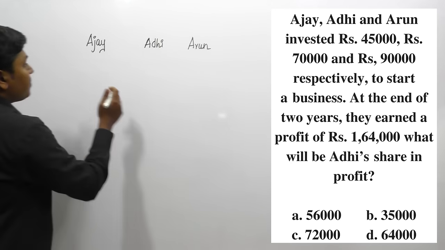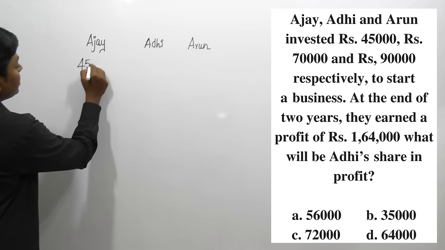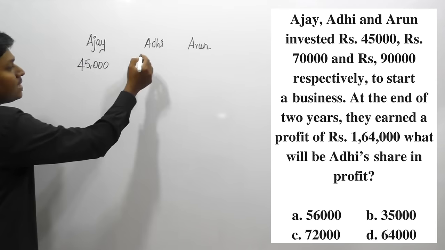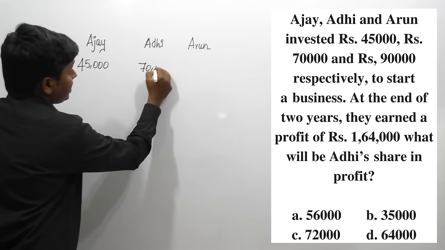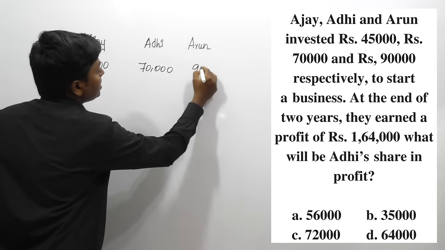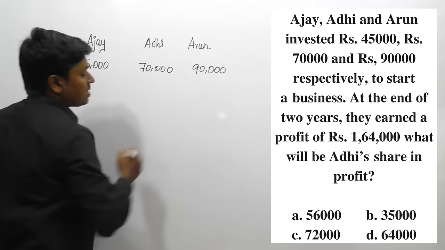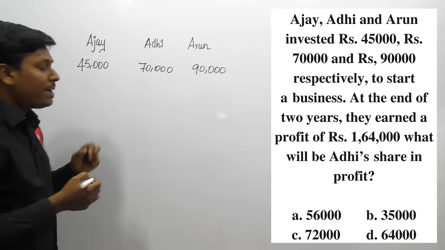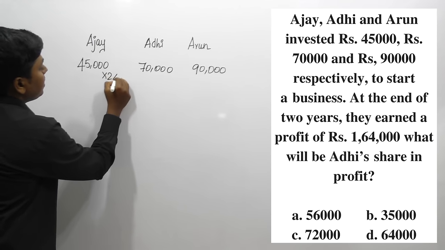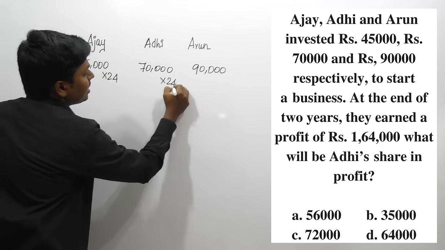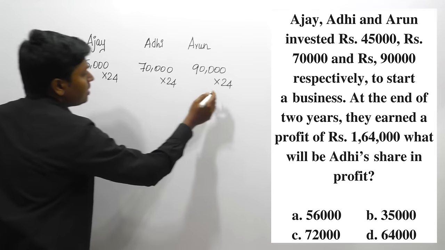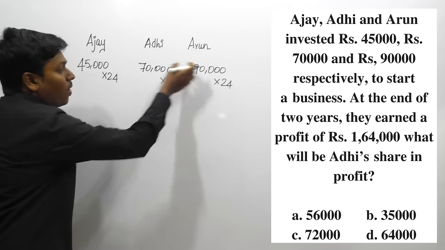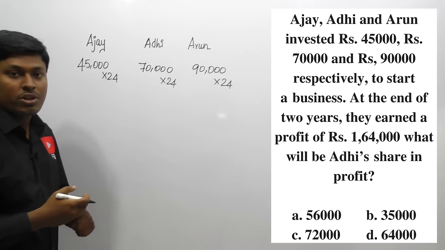Okay. So first of all, Ajay is investing an amount that is 45,000. Similarly, Adi is investing an amount of 70,000, and 90,000 is invested by the last person, that is Arun. So friends, we know that they have calculated the profit for 2 years, that is 24 months, and all the persons are investing their amount from the starting till the end. So we can definitely say that this 24 months indicates that all the three persons were there in the business for a total of 24 months, right?